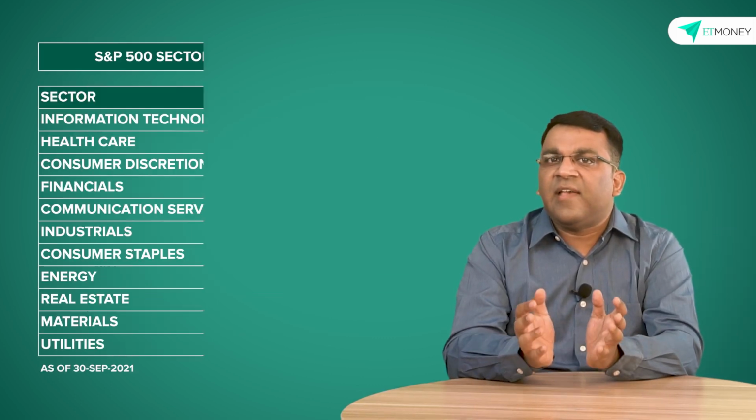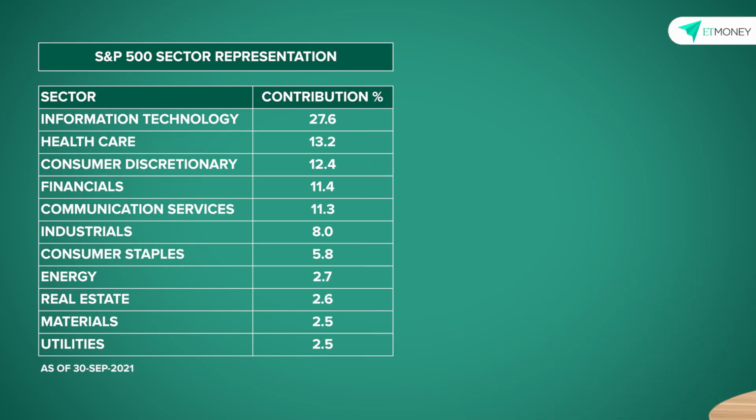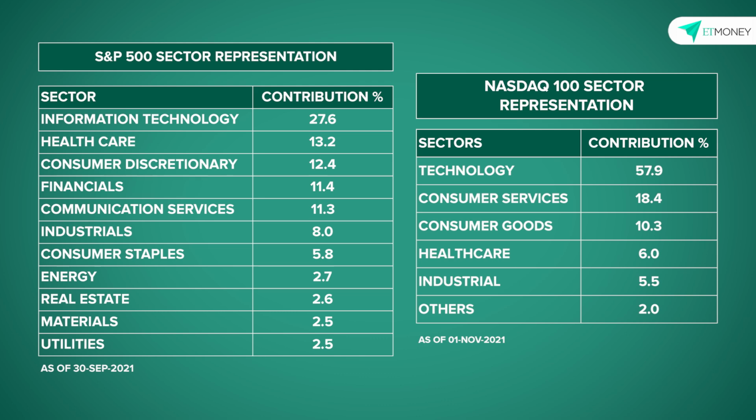The second point of difference is on the sectoral representation. The S&P 500 has a more diverse range of sectors, 11 to be precise, while the Nasdaq 100 has a more narrow mandate with 5 significant sectors. Also, as was pointed out earlier, financials is not a part of the Nasdaq, which means this index is missing a systemically important industry within its scope.